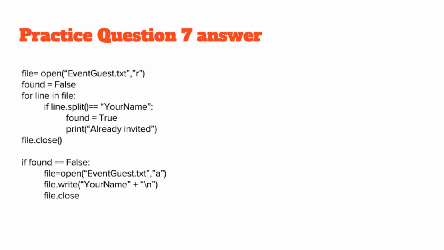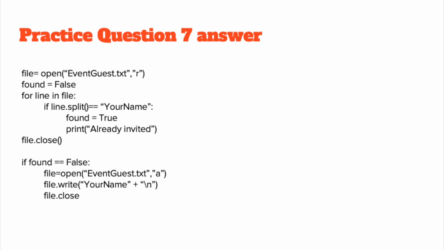So here we're opening the file event_guest.txt in read mode. We're setting found to false because it's changed to true if we find the name in our file. If not, we will just use it accordingly to print a statement. So for line in file, if line.split equals whatever the name is, found is set to true, and we print "already invited".